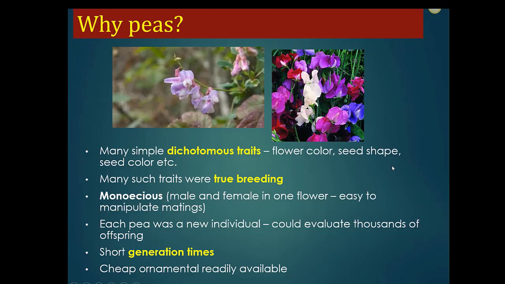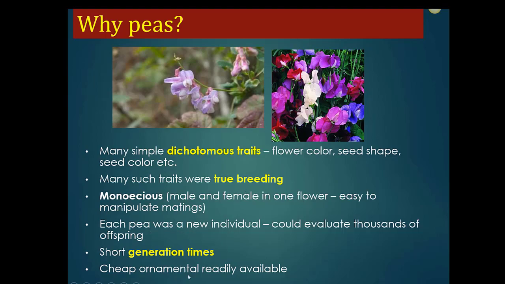So why did Mendel pick peas? Well, there were numerous reasons that the pea plants were a very good pick for him. They had simple dichotomous traits, that is, traits like flower color, the shape of a seed, or seed color. And these traits could be used in true breeding experiments, that is, with plants that didn't have any traits from other plants, so basically plants that were purebred.